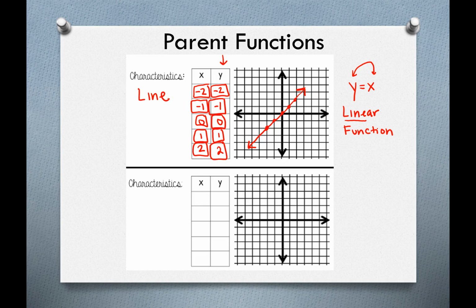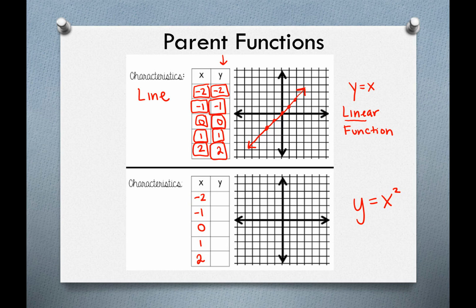All right, let's go ahead and take a look at the next parent function. A parent function is just these big overarching general functions that are really big in mathematics. So the next one I want to talk about is y equals x squared. Let's just do the same thing here, -2, -1, 0, 1, 2. This will be consistent for the rest of our lesson.